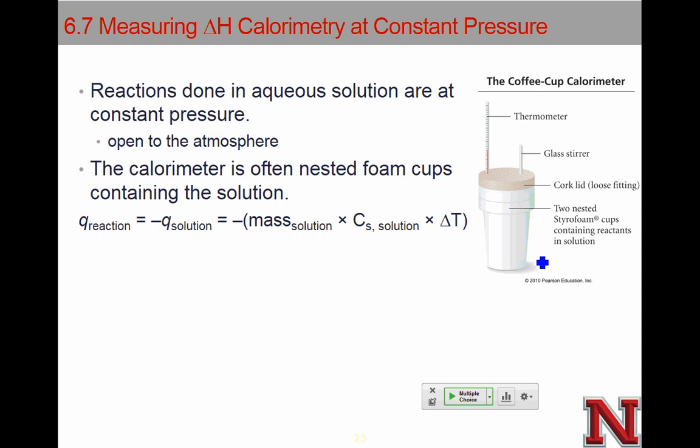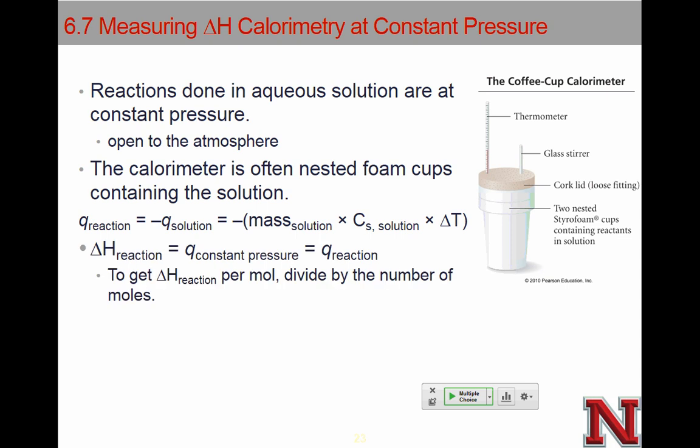Now our lid is loose fitting. That allows the pressure not to build up. If the pressure starts building up, the lid just comes off and allows any gas to escape. So therefore, we can do it at constant pressure, and the Q of our solution is going to be equal to negative Q of our reaction. So our delta H, because our pressure is constant, is just going to be equal to the Q of our reaction at constant pressure. And we're keeping a constant pressure by doing this.